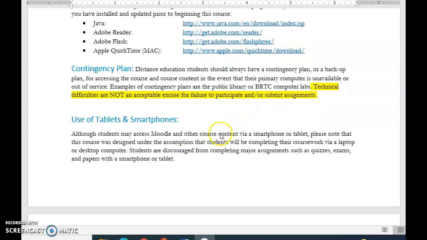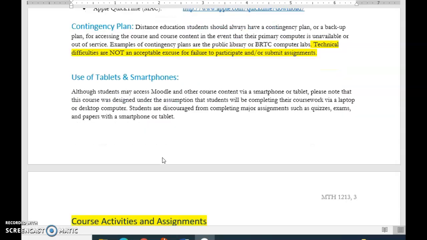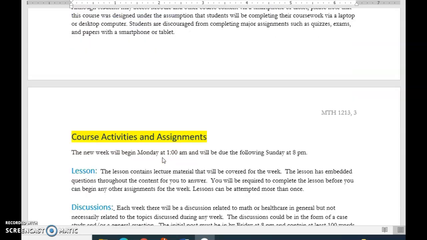Tablets and smartphones, it might work on a few assignments, but probably not the quizzes and exams. So go ahead and make sure you've got access to a computer or laptop. Okay.